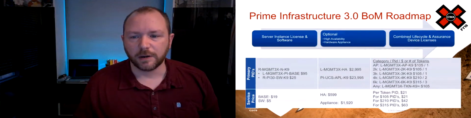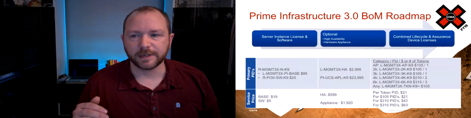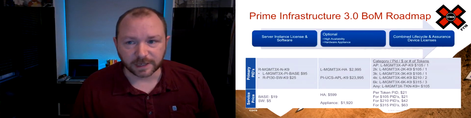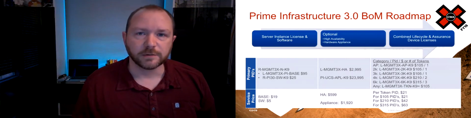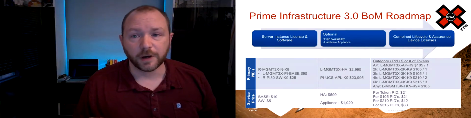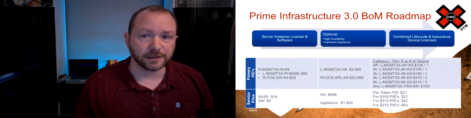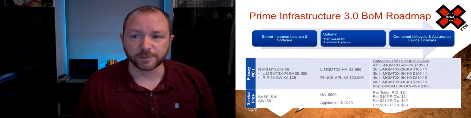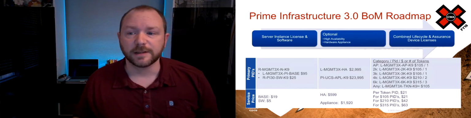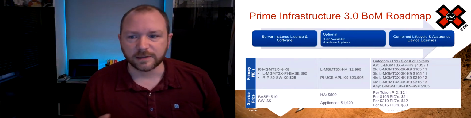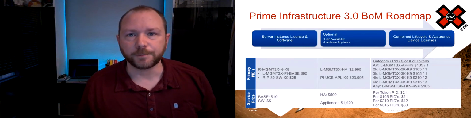And then over on the right-hand side, this is what I really want you to pay attention to. We have different combined or combo lifecycle and assurance licenses per device type. So we get an AP license for $105. You get a Catalyst 2000 license for $105. But also notice that slash and then a number at the end right there. That's the number of tokens that license is equivalent to.